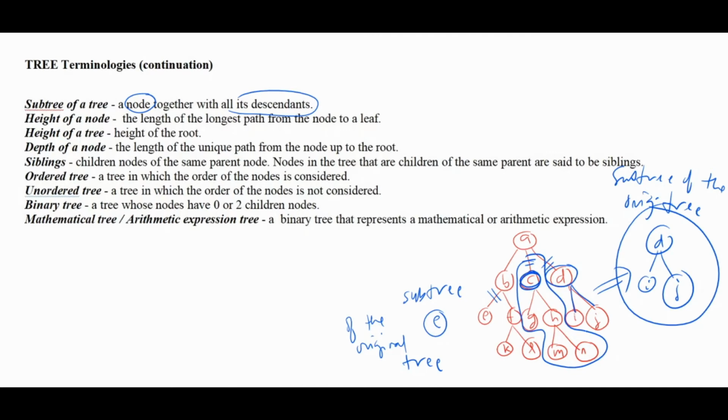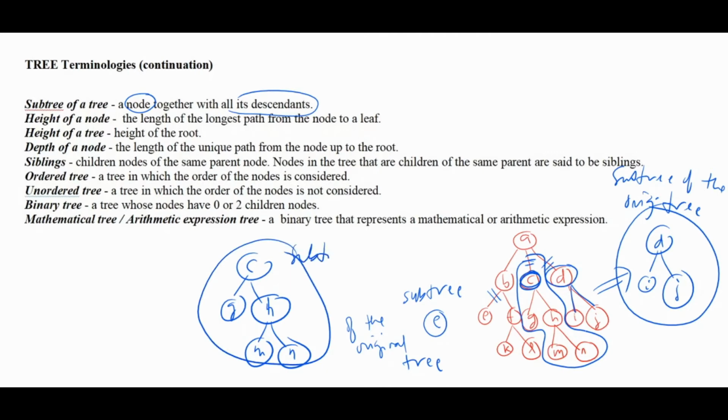So now you have a subtree C, G, H, M, N. So this is a subtree of the original tree. So again, a subtree of a tree is a node together with all its descendants.